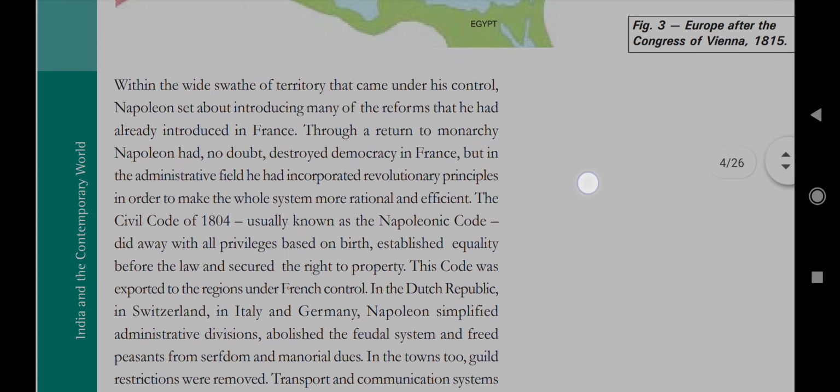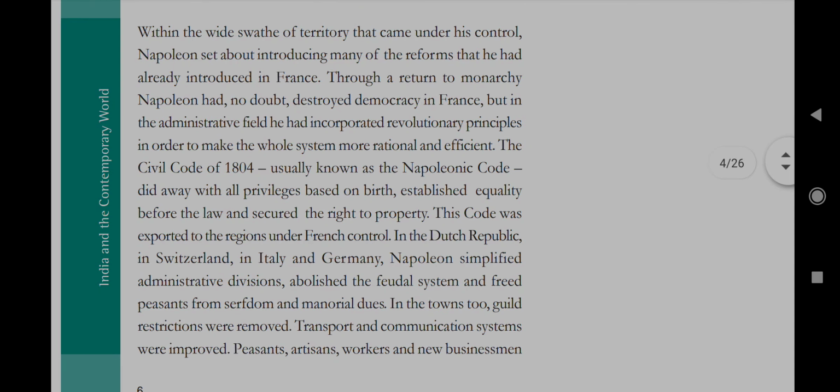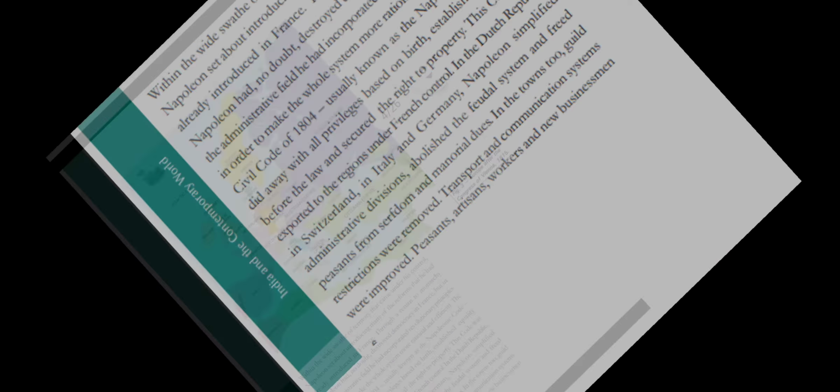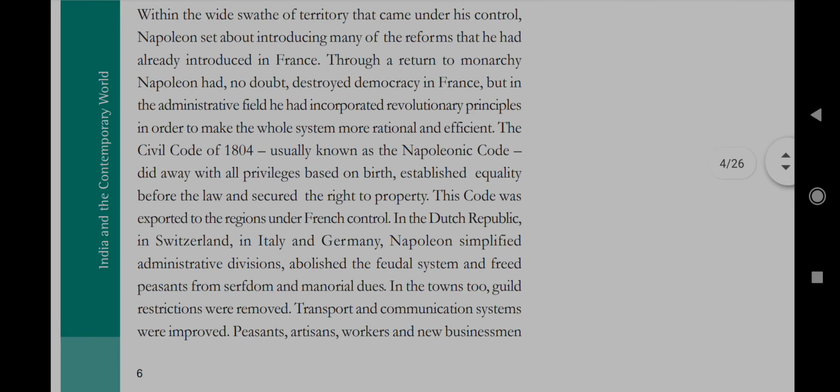Okay, so within the wide swathe of territory that came under his control, Napoleon set about introducing many of the reforms that he had already introduced in France. So now, as the French army was moving all over, Napoleon was able to conquer the rest of Europe as well. And whatever measures he had introduced in France, he started introducing in other parts of Europe as well. Though Napoleon had destroyed the democracy, he initiated some administrative revolutionary principles over there, which were really helpful.